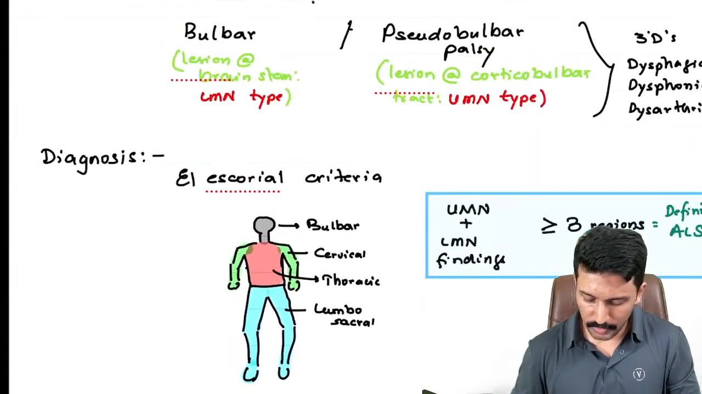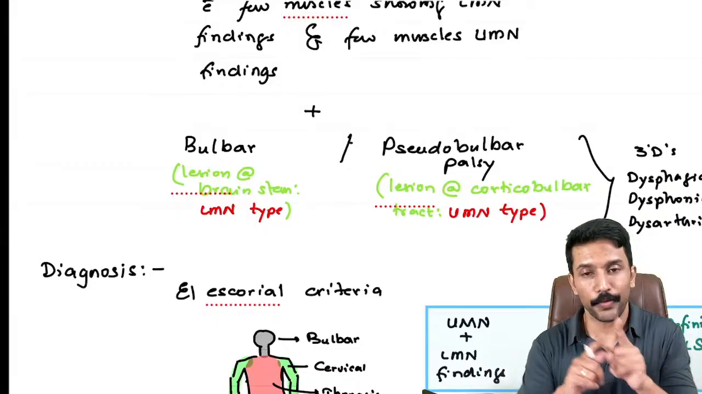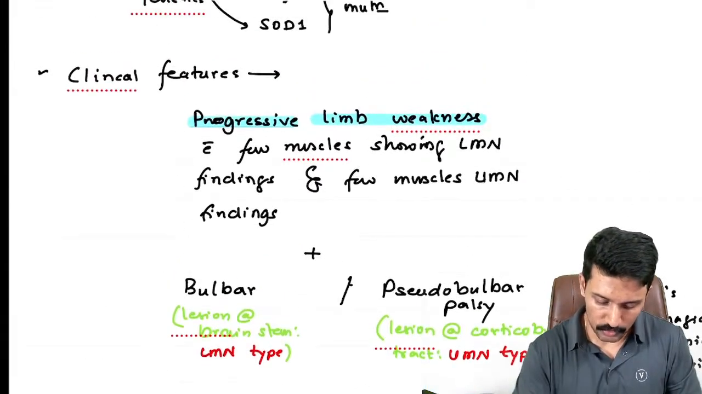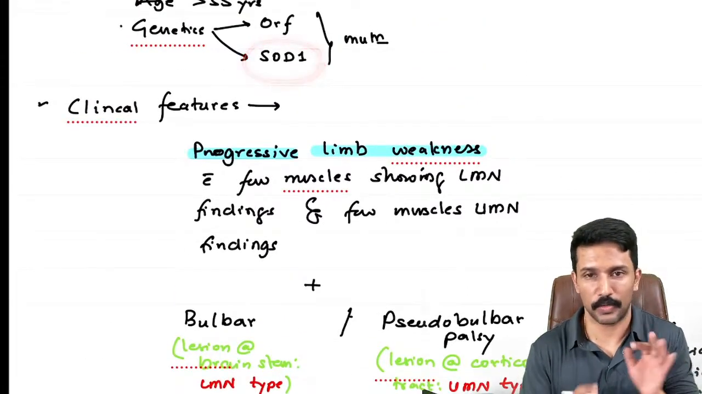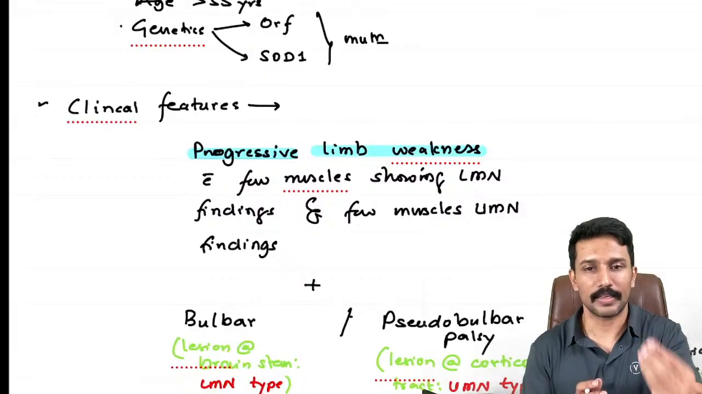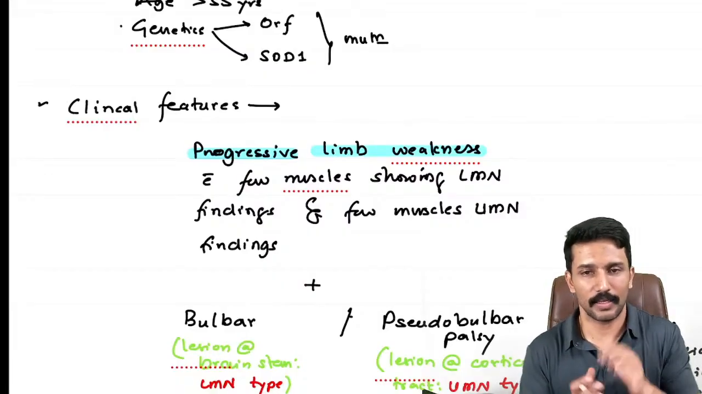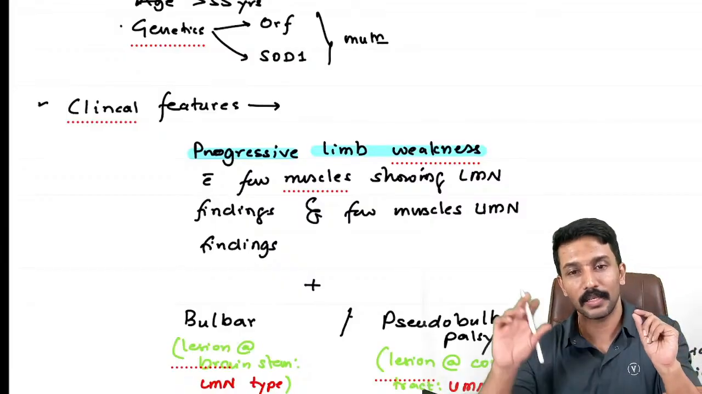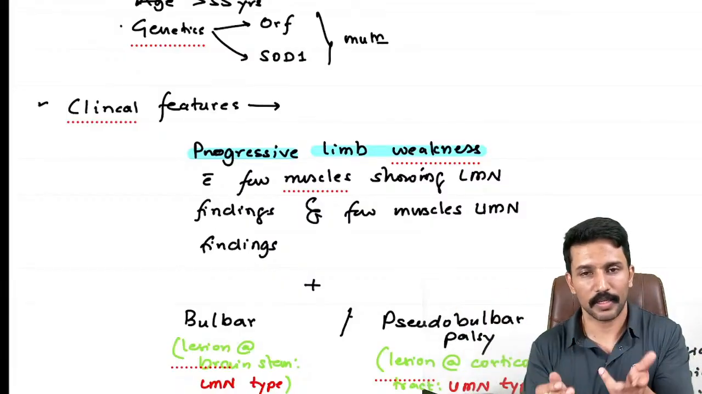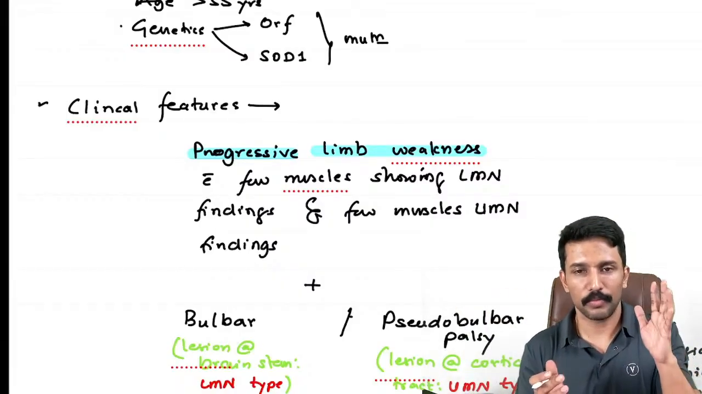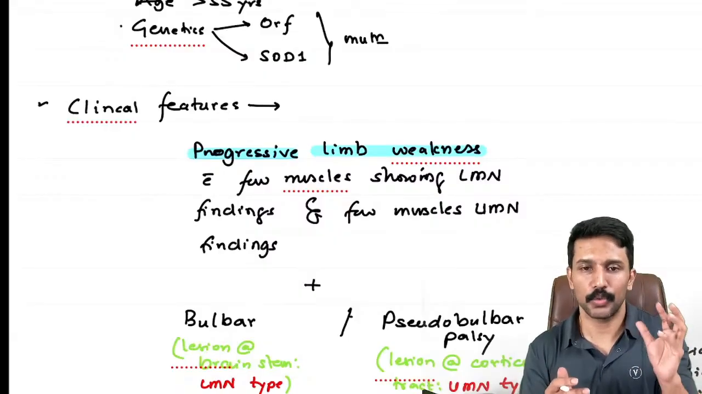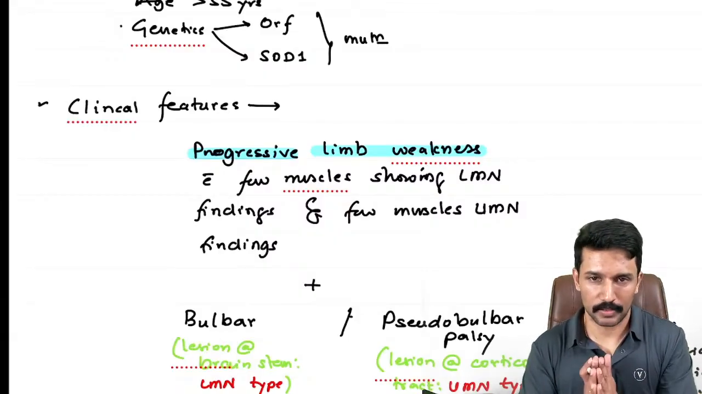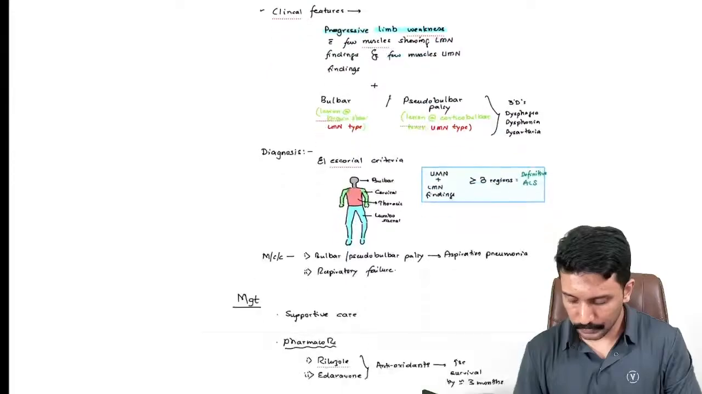So mostly questions will be either about tofersen, where it is useful. It is useful for those patients who have superoxide dismutase 1 mutation. Second, recognize that this patient is having ALS. And how do you recognize? 3 Ds, dysphonia, dysphagia, dysarthria with limb weakness is equal to ALS. Or second way is progressive limb weakness with some muscle showing UMN, some muscle showing LMN findings, right? That's how you are going to recognize.